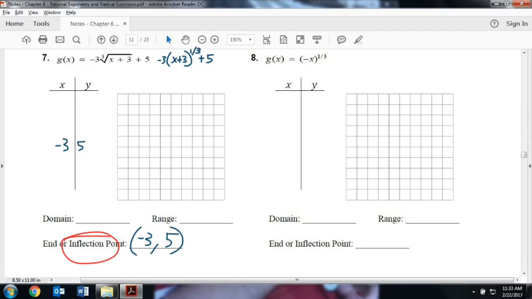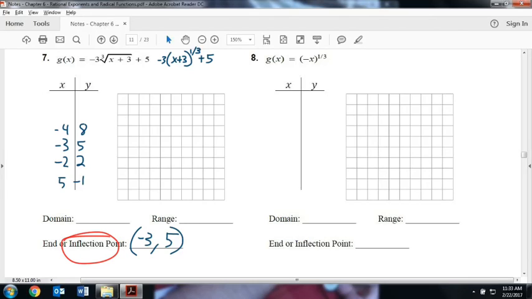And when I go to my table, I get negative 4, 8. I get negative 2, 2. And I might be able to get one really close. Yeah, I get 5, negative 1.